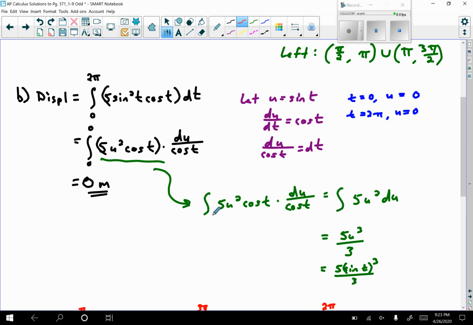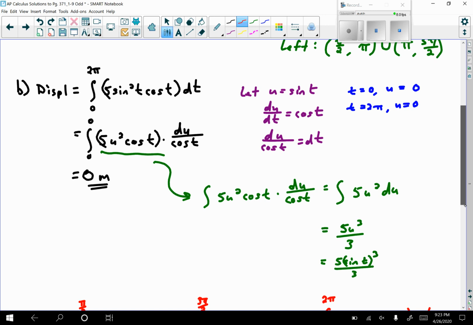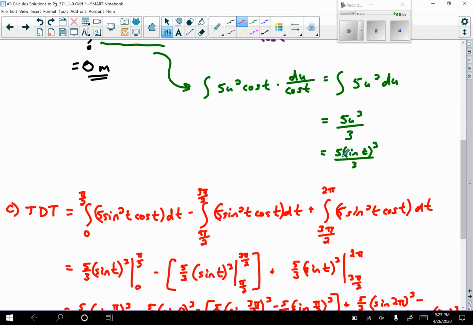So using the u substitution, I get 5u squared, because again that's going in for sine squared t, and u is sine t, times cosine t times du over cosine t. So then the cosine t's divide out, and we're left with the integral of 5u squared du. The antiderivative of this becomes 5u cubed over 3, but now I need to bring back the sine, especially when we go to use it in part C. So now this is 5 times sine t cubed over 3.